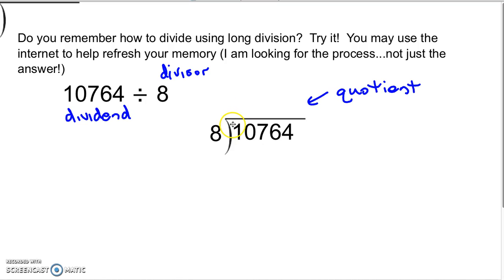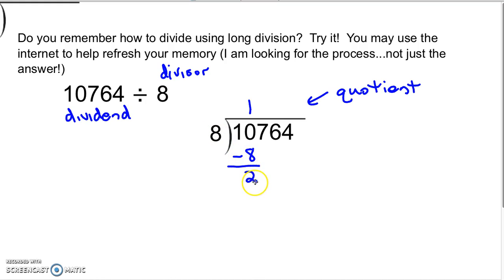Okay, so the first thing we do is look at 8 and how many times it goes into 1 or 2, if we need it, of the first digits of this number. Well, 8 doesn't divide into 1, but 8 does go into 10. It goes in 1 time. Now, there's going to be some leftovers there. So after we divide, we multiply that 1 times the 8, and we put the answer underneath. Then we subtract those numbers, and we get a 2.